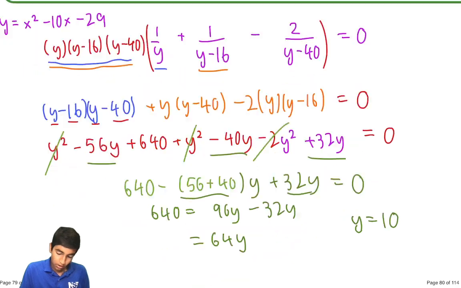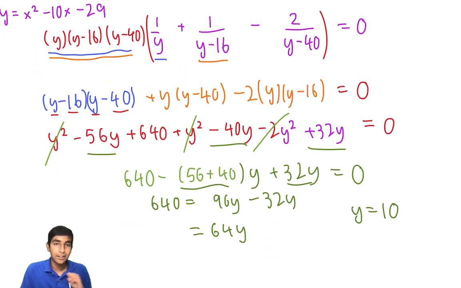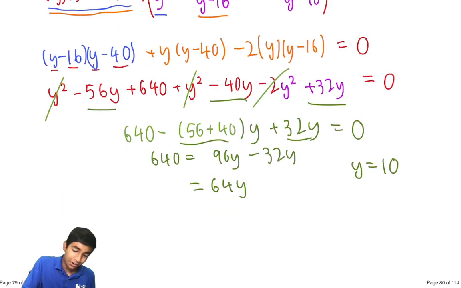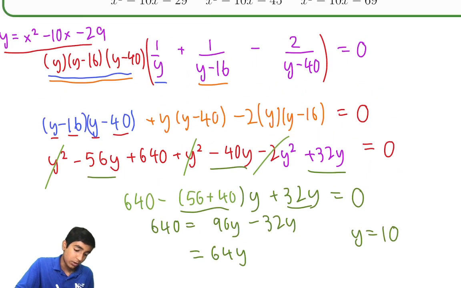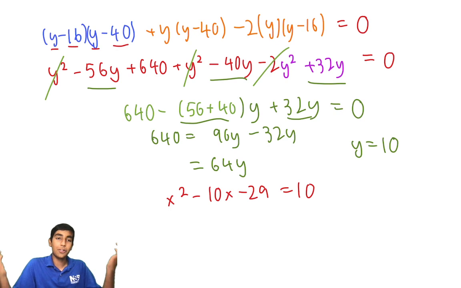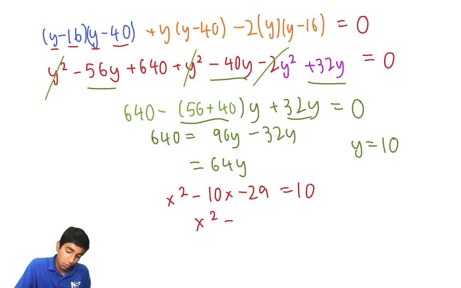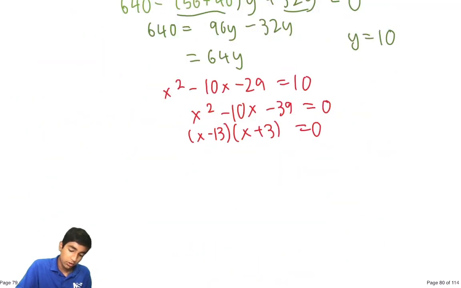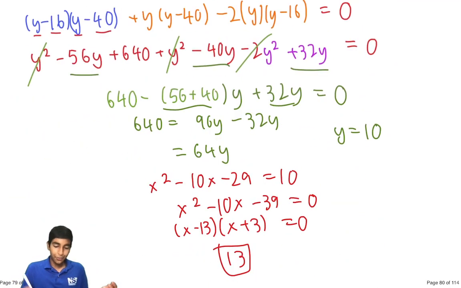So therefore, 10, be careful, 10 is not our answer, because we're not asked to find y, we're asked to find x. But don't worry, it's not too hard to finish from here. We know that y is x squared minus 10x minus 29. So x squared minus 10x minus 29 equals 10. We subtract 10 from both sides, and we get a simple factorable quadratic. This factors as (x minus 13) times (x plus 3) equals 0. We're asked to find the positive solution, so it's just 13. That's the answer for this problem.